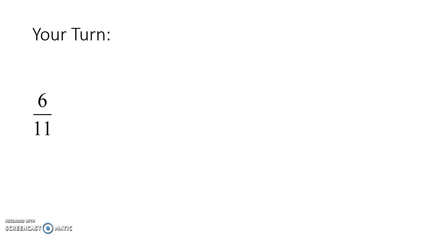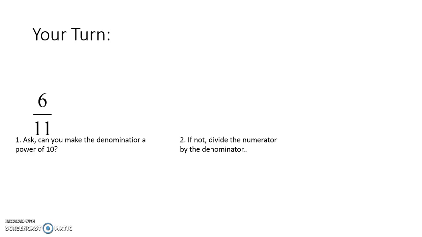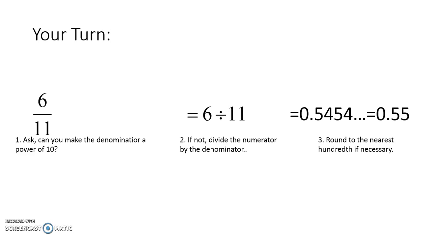Now it's your turn. Pause the video and turn 6/11ths into a decimal. Let's see how you did. You were not able to turn 11 into a denominator with a power of 10, so we would divide the numerator by the denominator. So 6 divided by 11, which gives you 0.54545454, but I'm going to round to the nearest hundredth, which makes that decimal 0.55 or 55 hundredths.